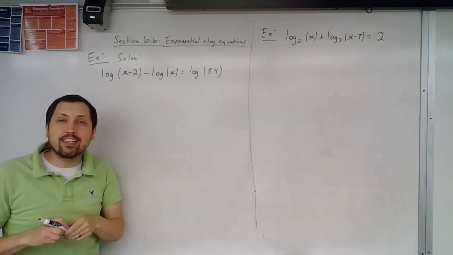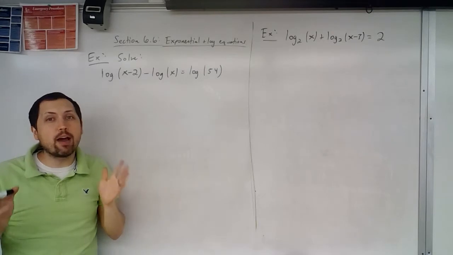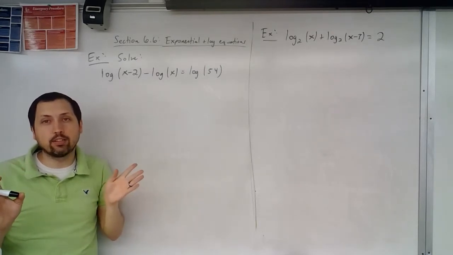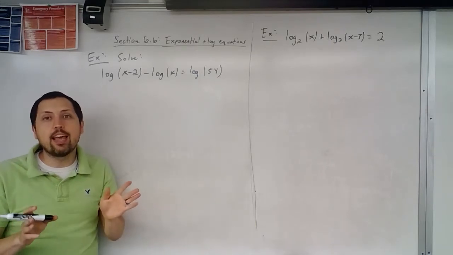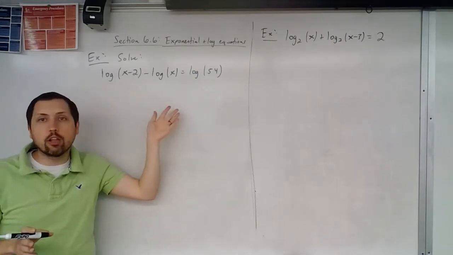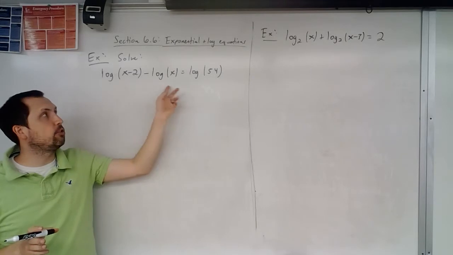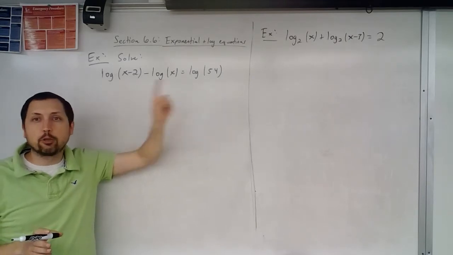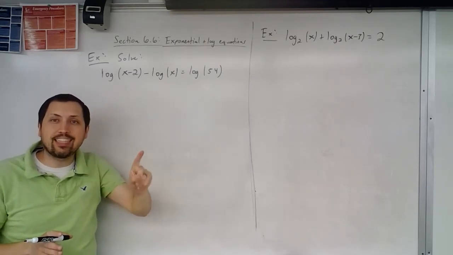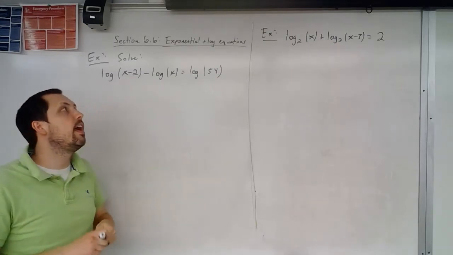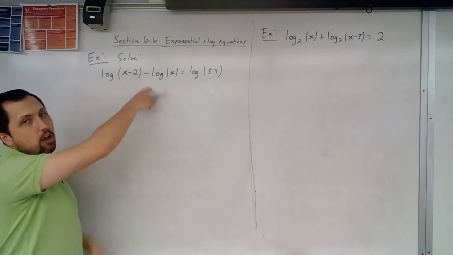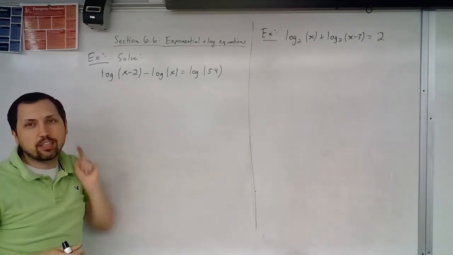If you do that on an exam, this is fair warning that you might get 1 out of 10 points. You're almost certainly going to get no partial credit if you just simply ignore the logs and just solve x minus 2 minus x equals 54. So make sure that you follow the technique that we did on the last example in the last video: we're going to use the rules of logarithms to combine these into a single log.